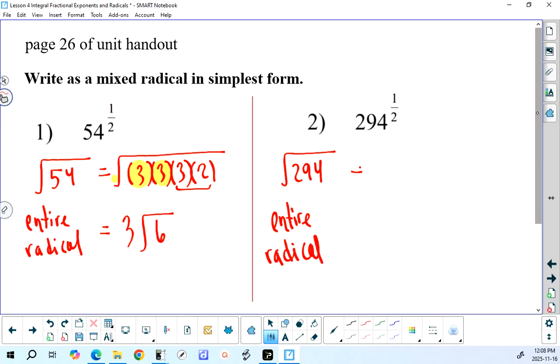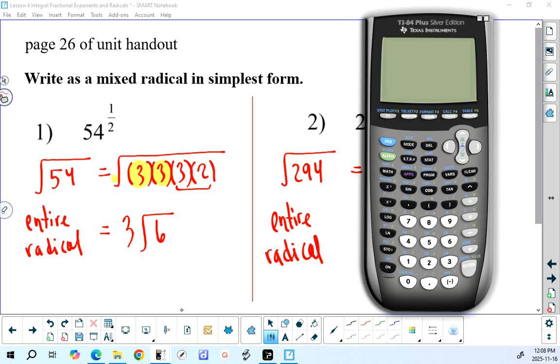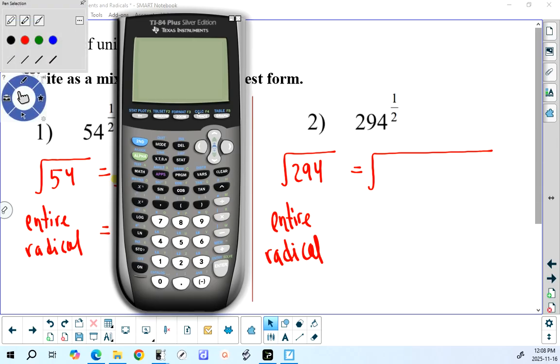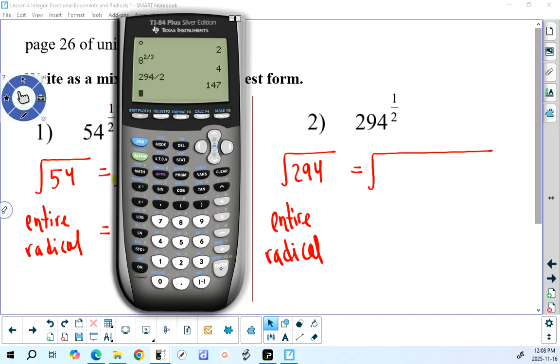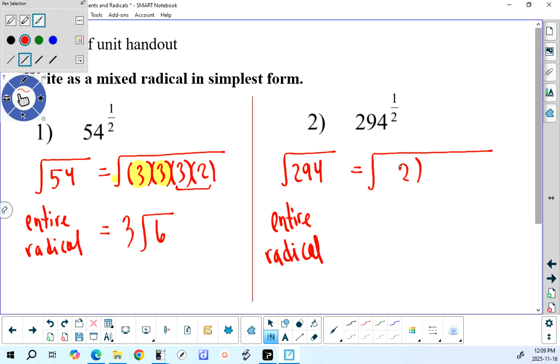294. Now, I can't necessarily do 294 in my head, so I'll show you the procedure that I would use on my calculator. I know that 294 is an even number, so 294 divided by 2 will give me at least a start in this. 294 divided by 2 is 147. So I can put underneath the radical sign, and I guess I will do this one in steps, 2 times 147.